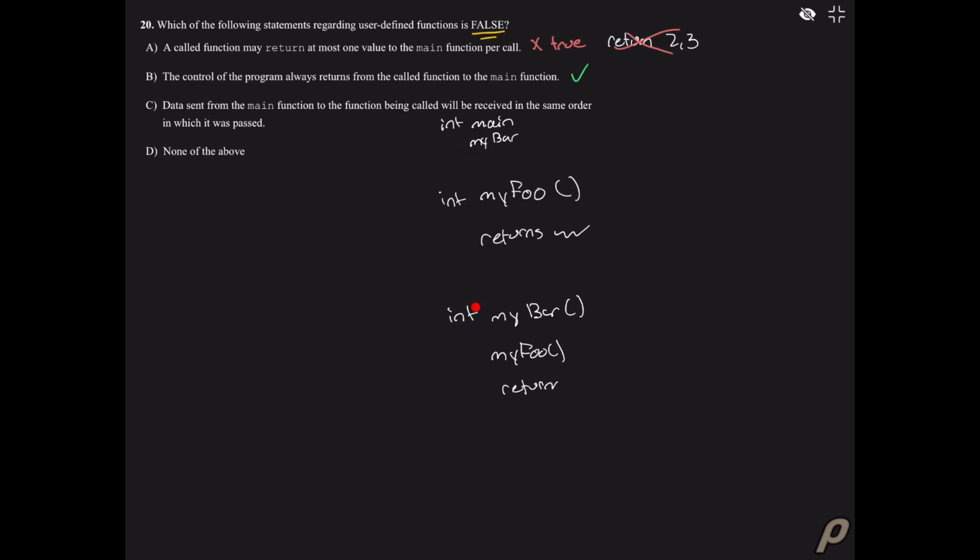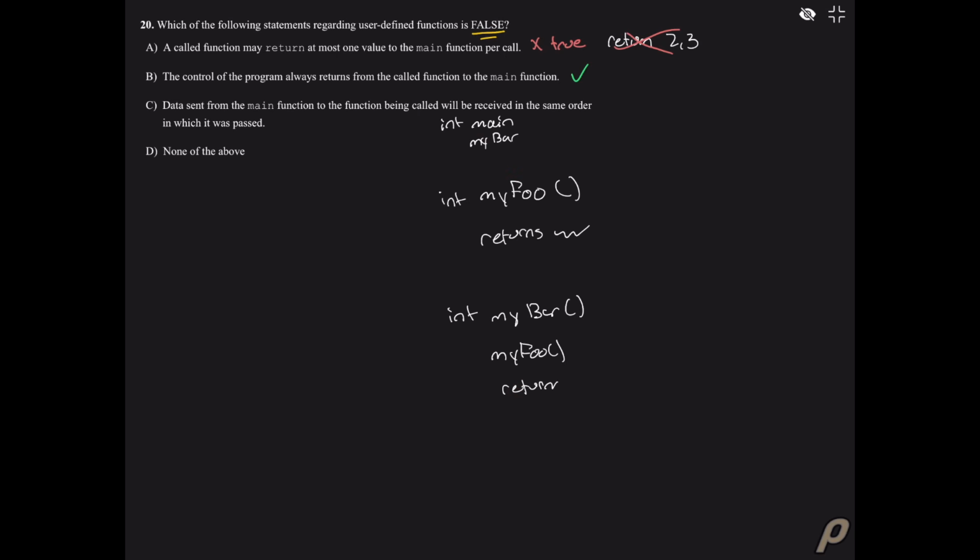So we're going to go down to this function. And in this function, we call myFoo. So we go into another function. We do whatever happens in myFoo, and it returns. But what happens is this returns to where myFoo was called. This does not return all the way back to main. So this returns to myBar, which then executes, and then returns, and then we go back to main.